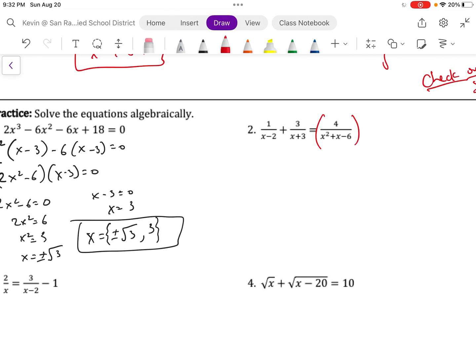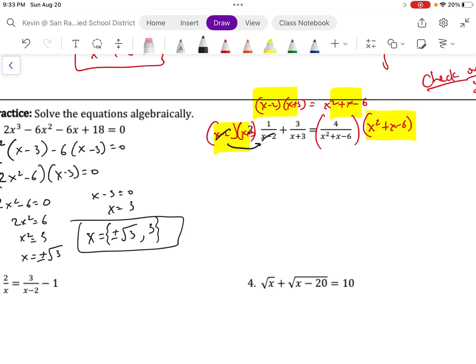I'm going to multiply this side by x squared plus x minus 6. I'm going to multiply this side by the same thing, but I'm going to write it as x minus 2 times x plus 3. x minus 2 times x plus 3 equals x squared plus x minus 6, okay? So those are two different ways of writing it. That is the same as that. Coming back over here, I multiply this in. The x minus 2's cancel out, leaving me with x plus 3.